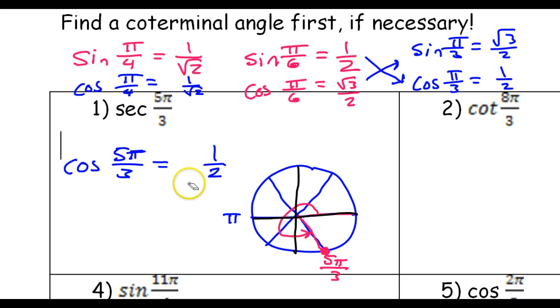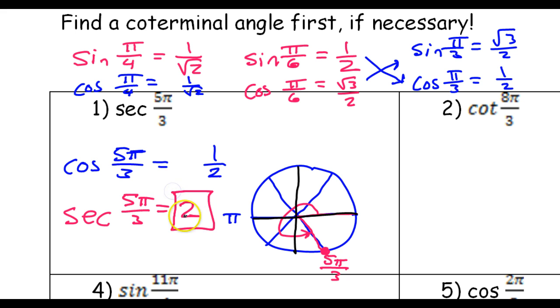But this is not the final answer, because remember, we were finding the cosine, but the secant is the reciprocal of the cosine. So the final answer is going to be that the secant of 5 pi over 3 is going to be the reciprocal of this. So 1 over 2 becomes 2 over 1, or simply 2. So 2 is the final answer.